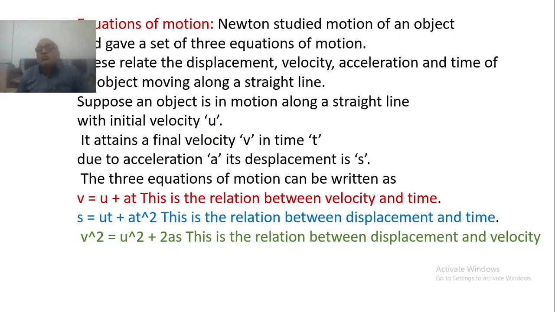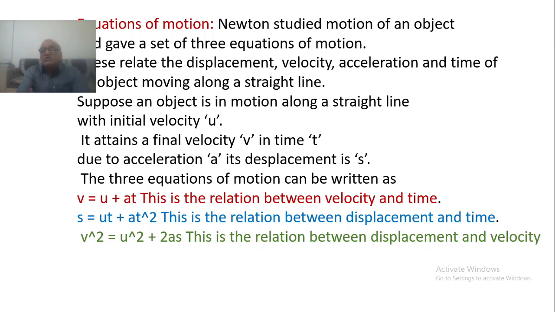Now, equations of motion. Newton studied the motion of an object and gave a set of three equations of motion. These relate the displacement, velocity, acceleration and time. That is, the relation between distance s, initial velocity u, final velocity v, acceleration a, and time t of an object moving along a straight line. Suppose an object is in motion along a straight line with initial velocity u, it attains final velocity v in time t. Due to acceleration a, it displaces s.